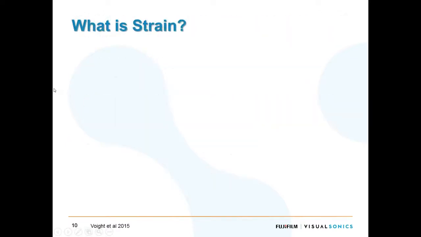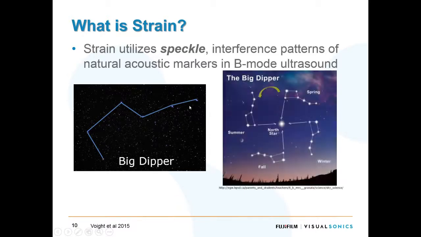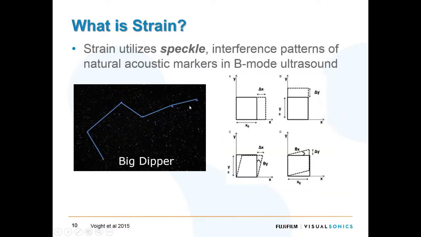All right, so what is strain? Strain uses speckle. Speckle is an interference pattern of natural acoustic markers in ultrasound. So you can kind of think of it as if you're looking at a starry sky, you've got all of these stars, but if you want to look at just very specific ones, then that would be the speckles of interest that you'd be tracing. And if you know where those speckles are, then you can follow how those particular points move over time. And that's what we see when we're looking at strain.